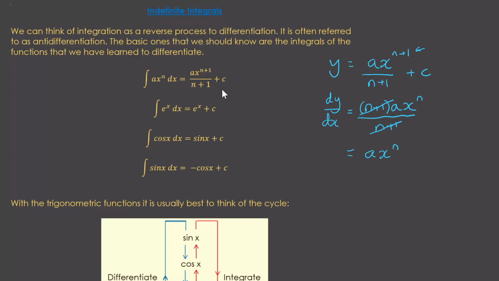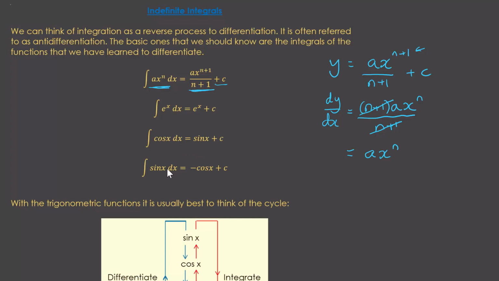So it stands to reason that when we integrate ax to the n, we get ax to the n plus 1 over n plus 1. We'll discuss the constant a bit more later. So in the same way, it follows that if we integrate e to the x, we get e to the x plus a constant.